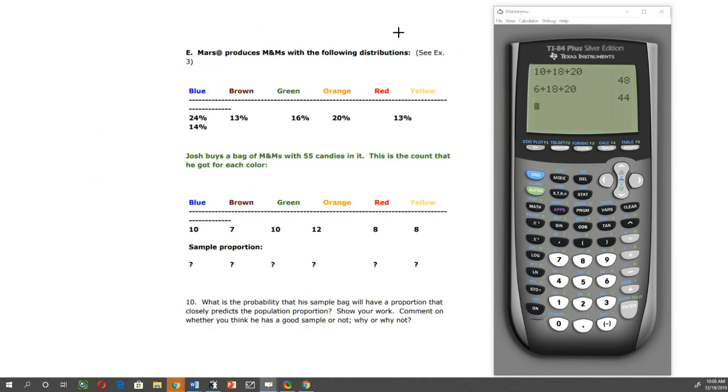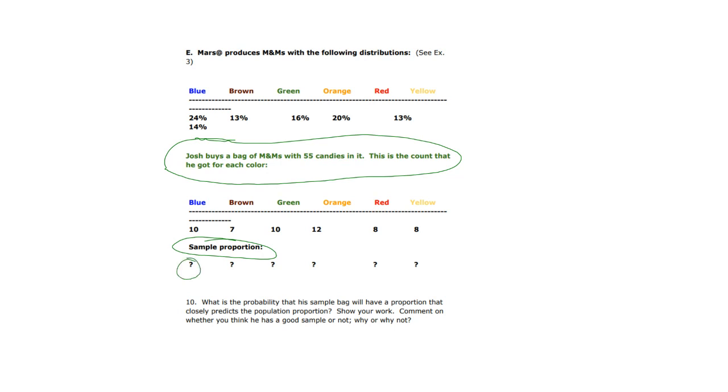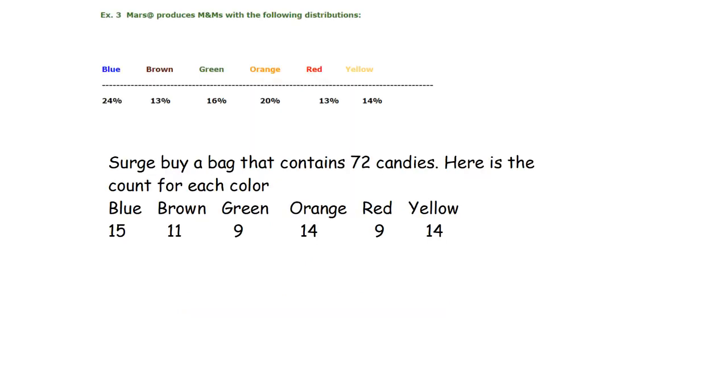In this one, it's a little bit easier than what it kind of looks like. It's got a lot of stuff. It's asking you, you got a bag with 55 candies. It's asking you what the sample proportion is. Well, that's just the percentage. So you're going to find the percentage for each one. So got an example right here. So this bag has 72 candies. And so what's the proportion for blue? So 15 over 72. 11 over 72. And we're doing this for all of them.